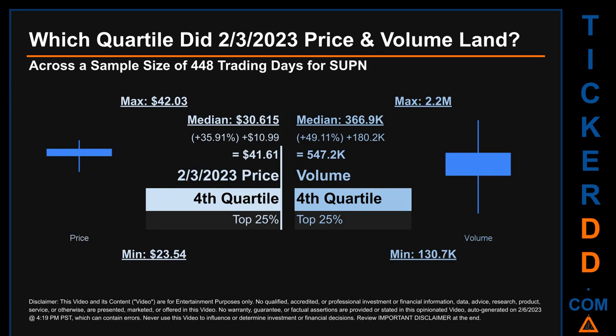Descriptively, SUPN has a median price of $30.615. Therefore, the 3rd of February 2023 price was higher from that middle marker by 35.91%. The day's volume of 547.2 thousand was more than the median by 49.11%.